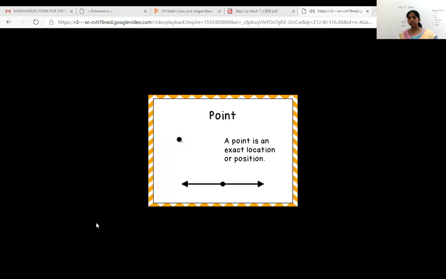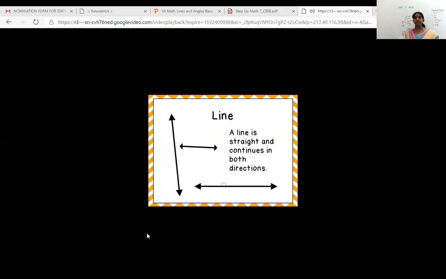Again, a point is an exact location or a position. You see on this picture here, we have a point. So a point is just a dot. A point is the exact location or a position.